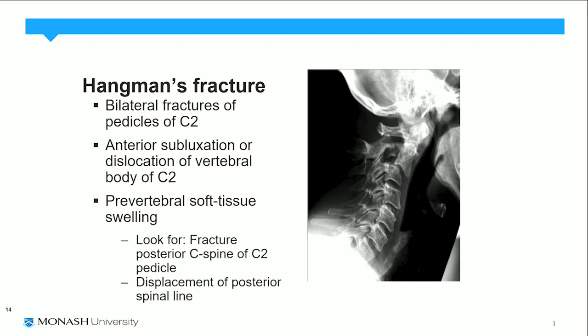So if you suspect a Hangman's fracture, look for a fracture posterior to the body of C2, and then displacement also of the posterior spinal line as well as the anterior spinal line.